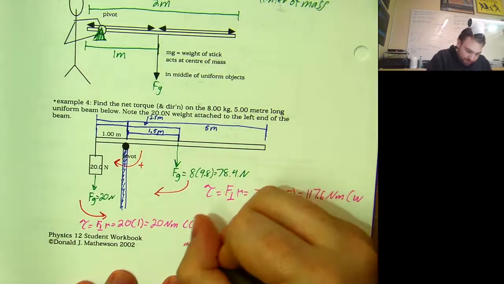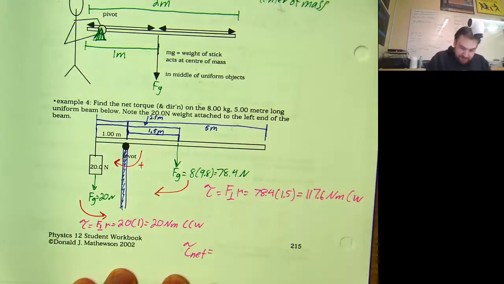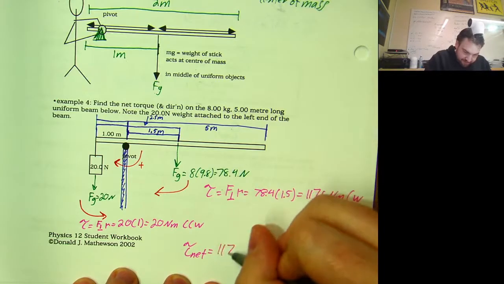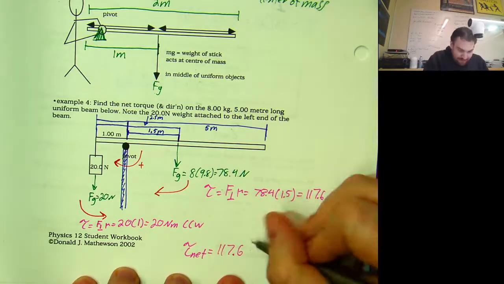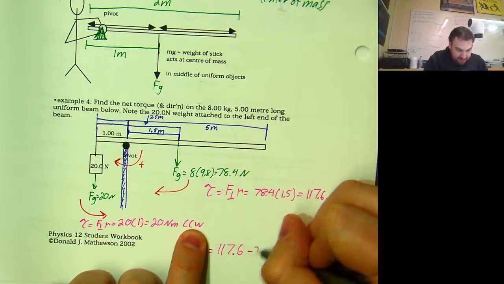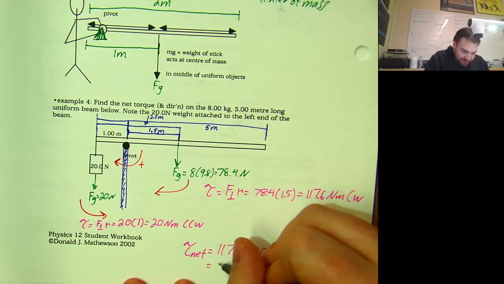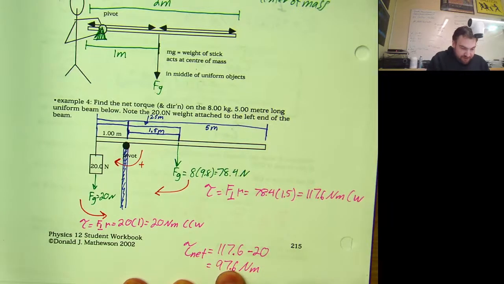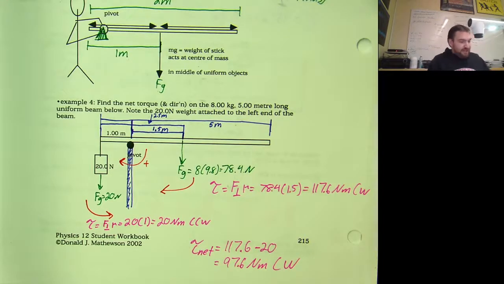So my net torque is going to be, clockwise is positive, so that's 117.6 minus, because it's counterclockwise, it's negative 20, equals 97.6 newton meters. And because this is positive, my direction is going to be clockwise. And there, we're done. Okay, flip the page again. We're going to do one more example. Flip the page here.